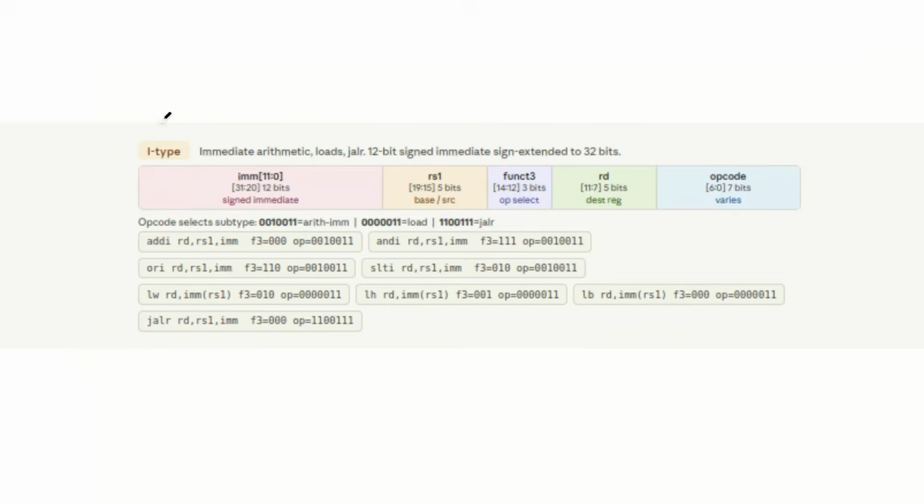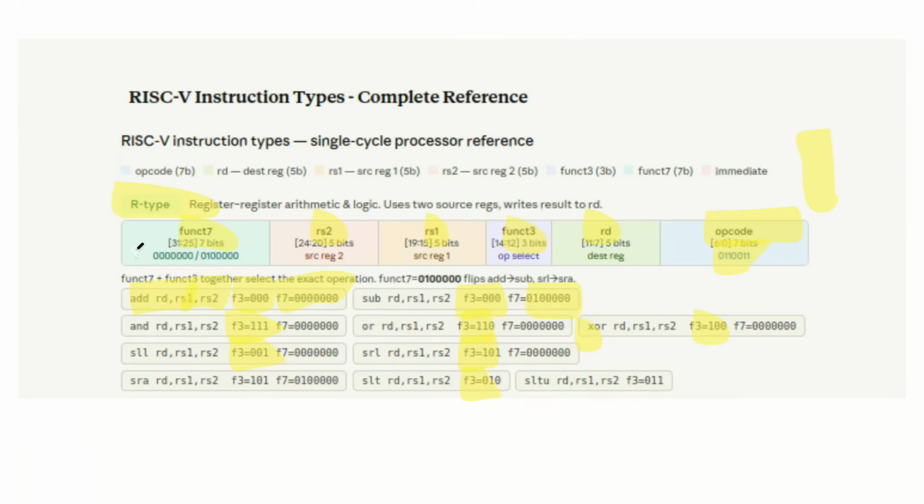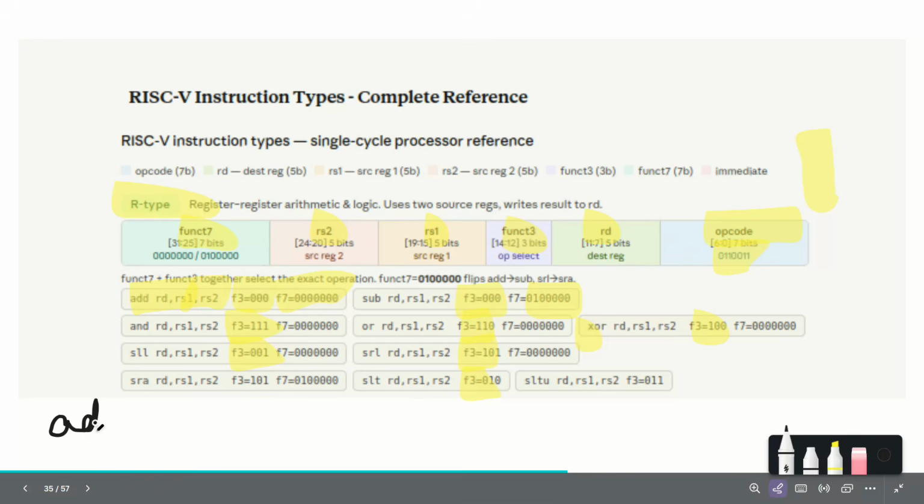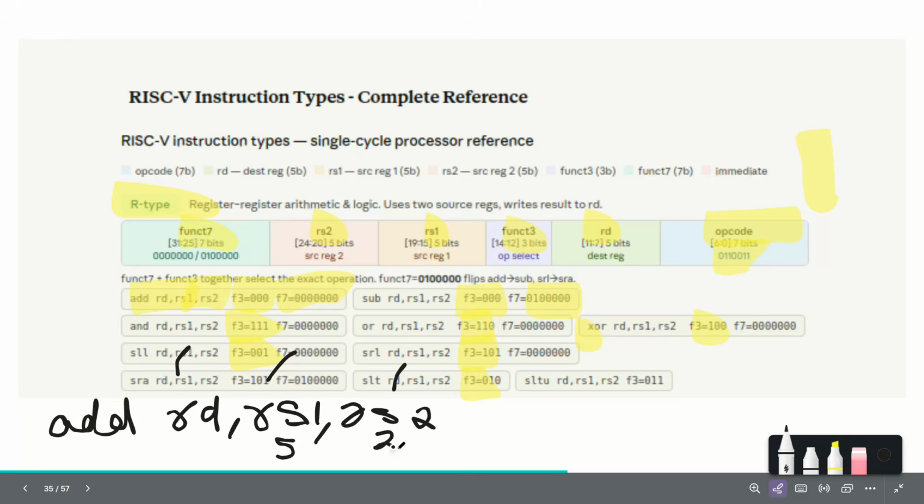So first of all, if I am writing this example, how can I write it fully? Let us say I am writing add RD, RS1, RS2. First I will write the function 7 value, then RS2 value, then RS1 value, then function 3, then RD, then opcode. Let us say RS1 has value 5 and RS2 has value 2. Fine. So first is the function 7 value.